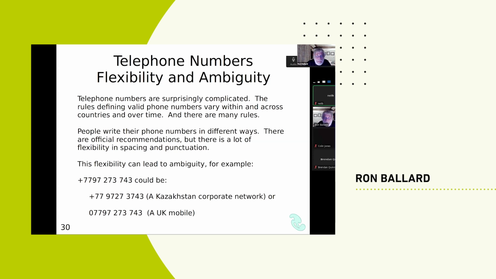But that flexibility can lead to ambiguity. So this one, with the plus sign in the front, well, people do that, but the plus sign means it's an international number. So if that were an international number, it would get you to a corporate network in Kazakhstan. It's probably got a zero in the front and it's a UK mobile, but we would need to check with the contact, using hopefully a correct email address, so that we could get that number right and consistent.